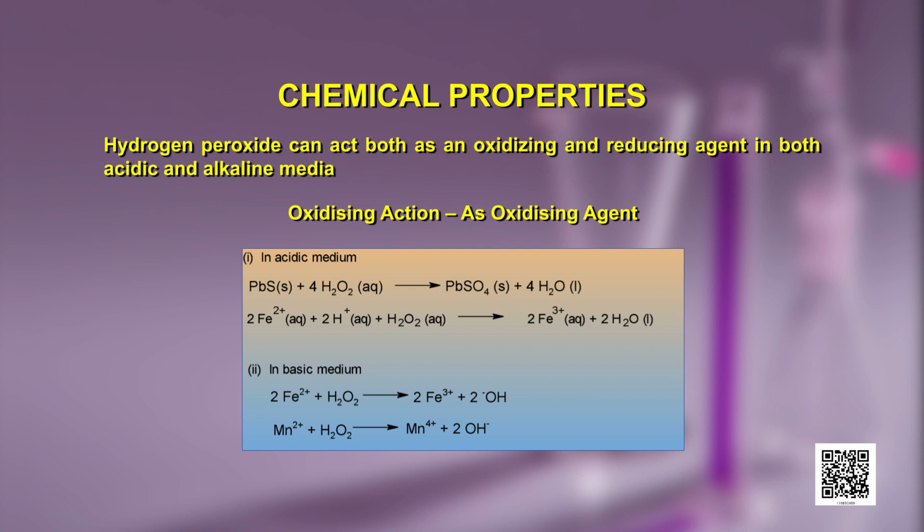And if we consider the basic medium, the same oxidation of Fe2+ ions to Fe3+ ions on one hand yields 2 hydroxide ions in the products by the reduction of H2O2. Another example, in the basic medium where H2O2 acts as an oxidizing agent, is that of Mn2+ ions, where Mn2+ ions get oxidized to Mn4+ ions, and in this process we are getting again OH- ions, or the hydroxide ions, from the reduction of hydrogen peroxide.